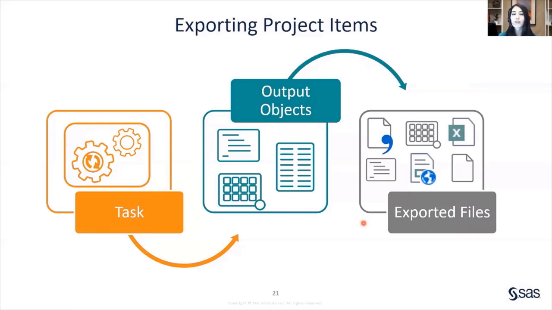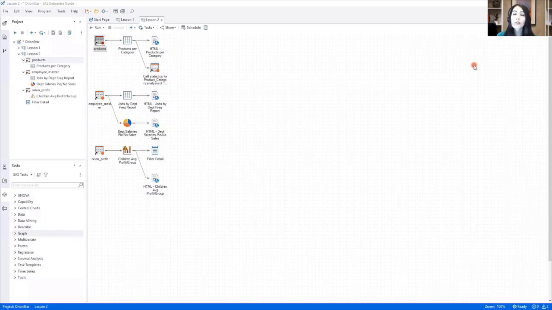For example, if you have an output table, maybe you'd like to export it as a CSV file or maybe even an Excel file. We have a lot of options in order to customize the results that we have. In this scenario, Orion Star would like to make it easier to share their reports by generating their reports in different output formats. So in this demonstration, I'll show you how we can modify the properties of a task in order to generate our reports in different output formats, and then we'll also take a look at exporting our project items as well.